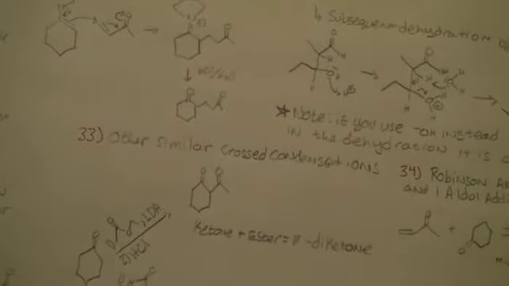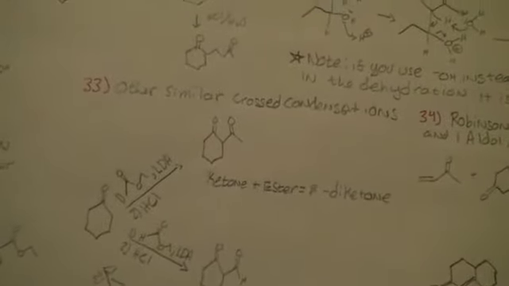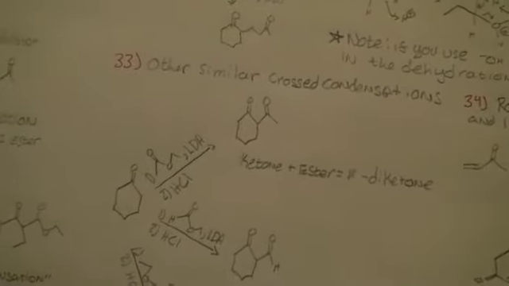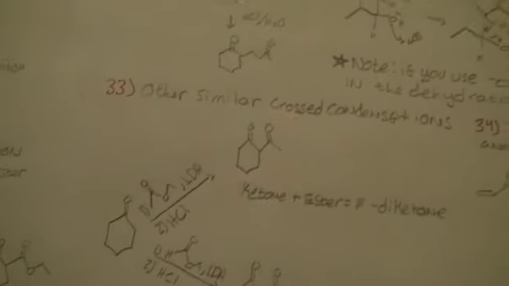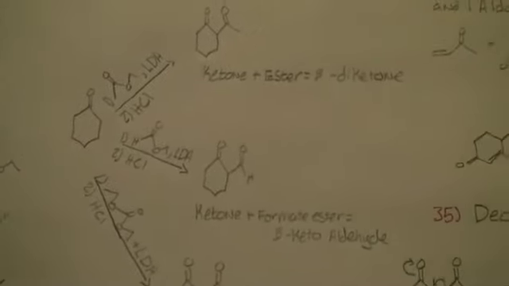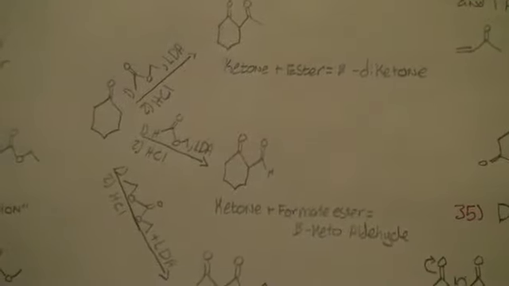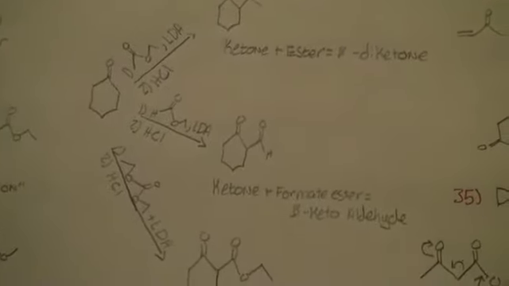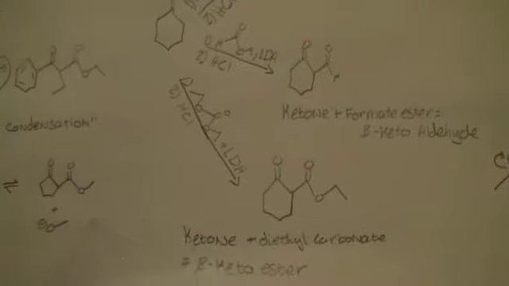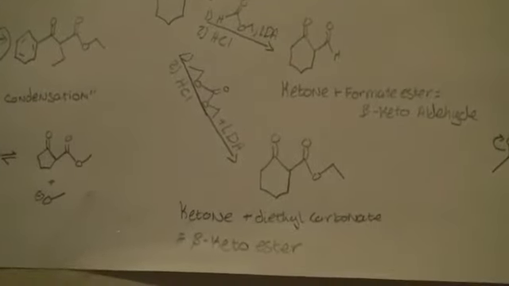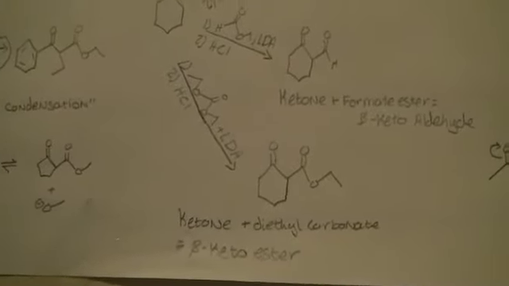Other similar condensations that don't really fit into either aldol or Claisen. A ketone and an ester makes a beta diketone. Ketone, ester, yeah, that's a condensation. A ketone and a formate ester makes a beta ketoaldehyde. And a ketone and diethyl carbonate makes a beta ketoester.